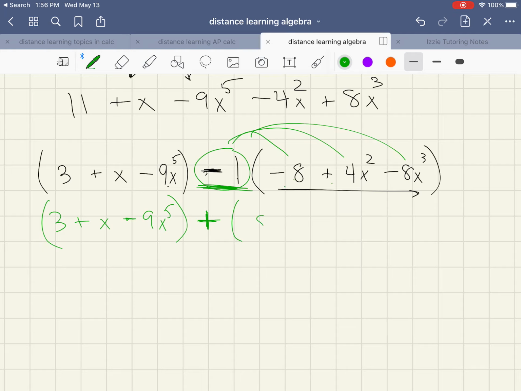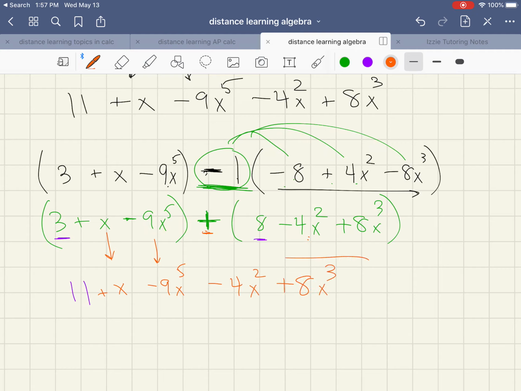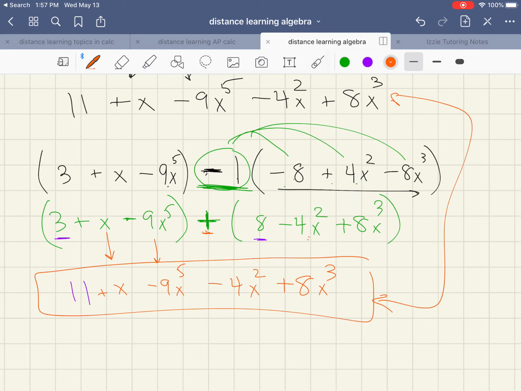So -1 times -8 is +8. -1 times +4x squared is -4x squared. And then -1 times -8x cubed is a +8x cubed. And now I can just do addition. And now I have 3 plus 8, which is 11. I'm dropping down the x. I'm dropping down the -9x to the 5th. Since I have addition, 0 plus anything, I'm just going to drop down the -4x squared and the +8x cubed. And I end up with the same exact polynomial when I am done.